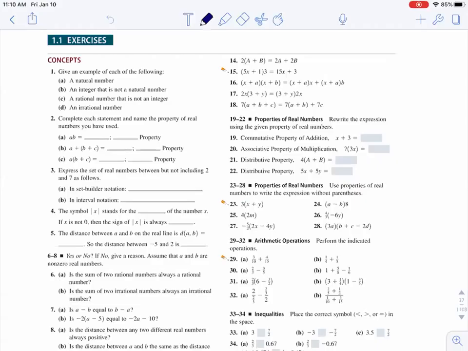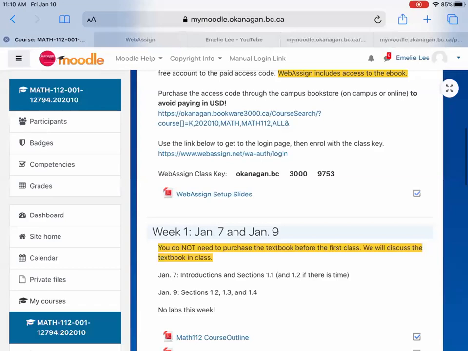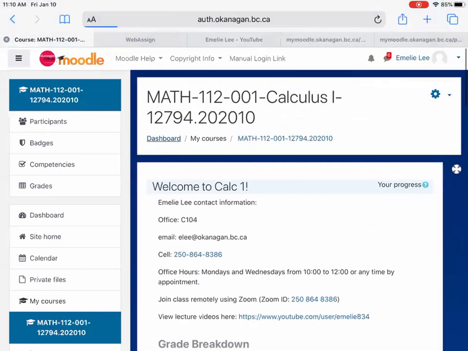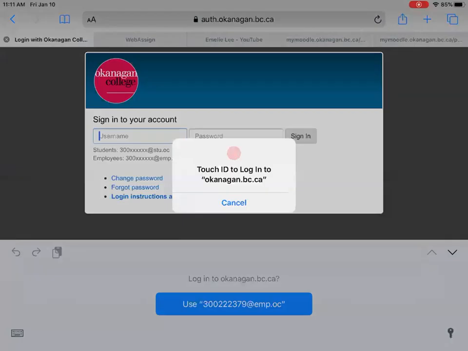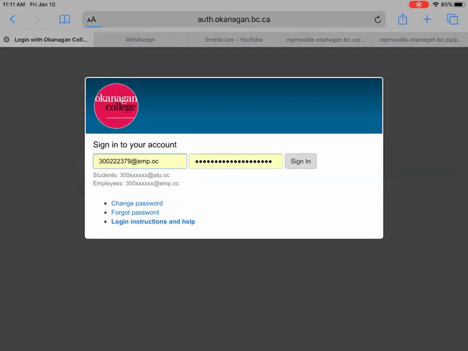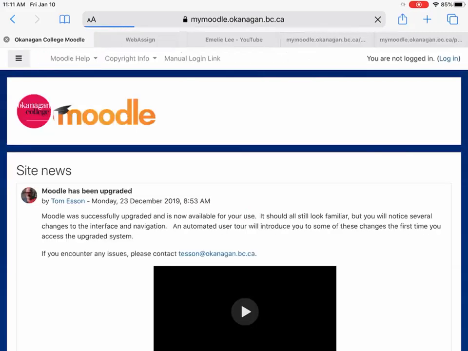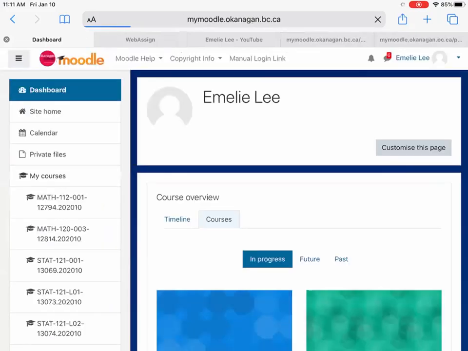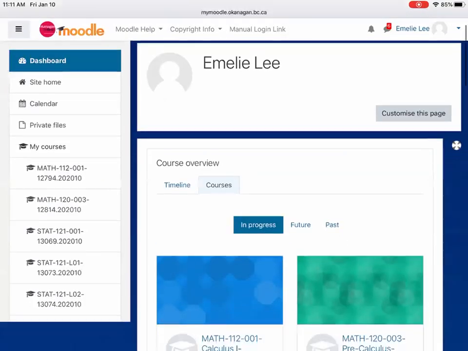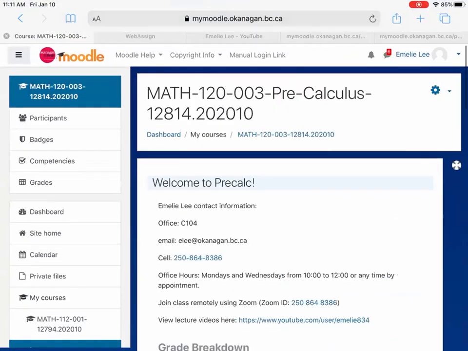Oh, I know what I forgot to do. So, show you guys around on Moodle here. Oh. What the? Okay. It just asks for stuff and then changes its mind.